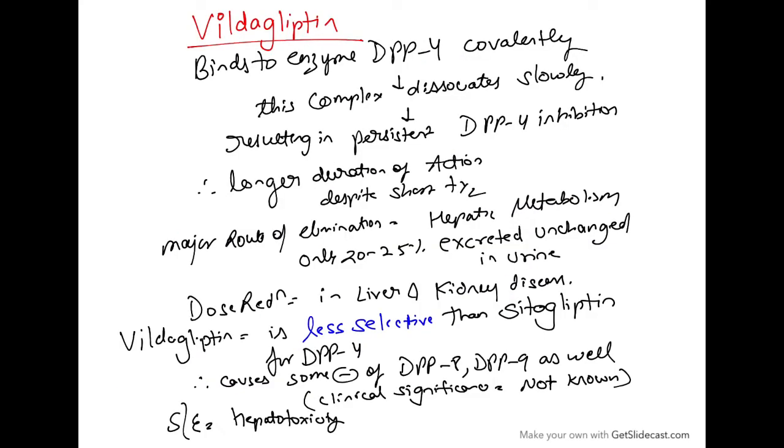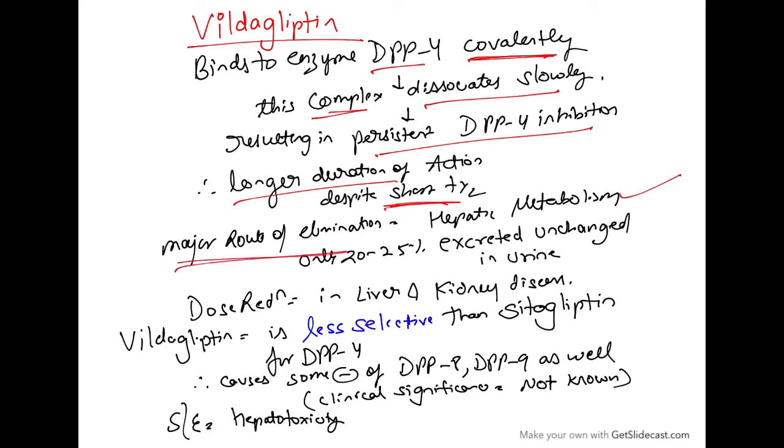Vildagliptin binds to the enzyme dipeptidyl peptidase 4 covalently. And the complex that is created dissociates slowly, resulting in a persistent DPP4 inhibition. That is why, despite having a shorter half-life, it has a longer duration of action. The major route of elimination is hepatic metabolism. Only 20 to 25% is excreted unchanged in urine. So the dose reduction here is required in both liver diseases as well as kidney diseases.